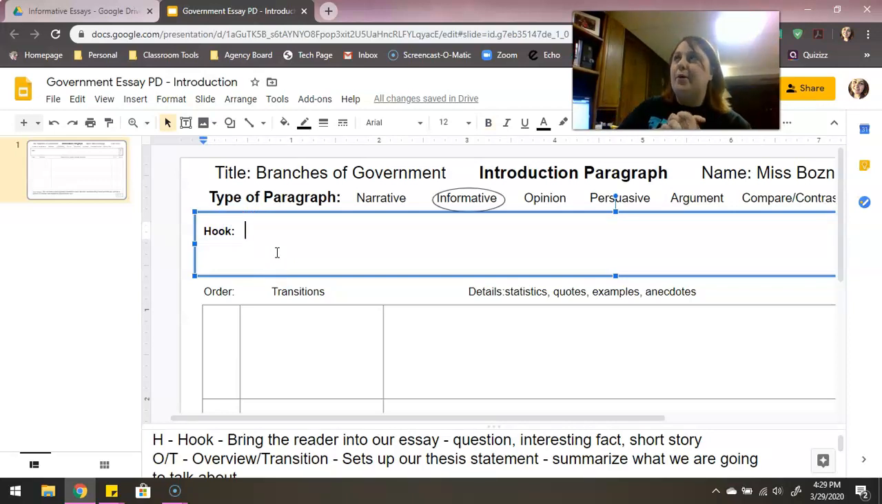Let's see, what could I put for my hook? I'm going to do a question. I think that's what I'm going to use for my hook. You can use any hook that you want. Again, you do not have to do the same things that I am, but if you want to, you can, but you can also kind of venture off on your own.